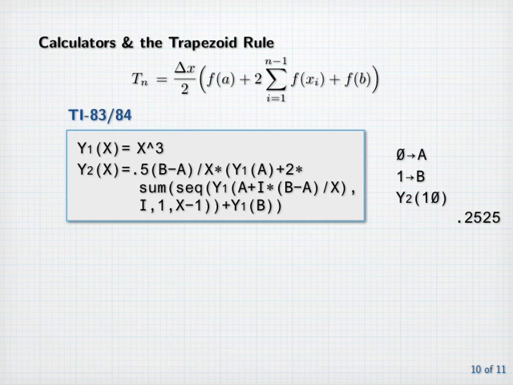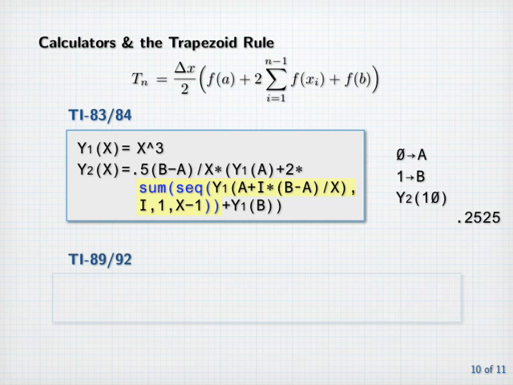Now let's look at how we entered our formula. The sum from i equals 1 to n minus 1 of f of x_i is here, where we use the sum and sequence functions in the calculator, which are found in the list menu. What sequence does is just create a list of values, and then sum adds them up.